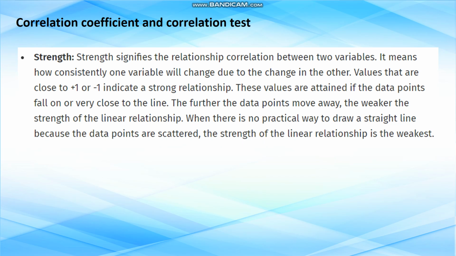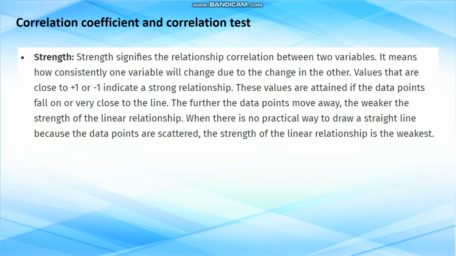The coefficient signifies the correlation relationship between two variables. It means how one variable will change due to the change in the other. Values that are close to +1 or -1 indicate a strong relationship. These values are attained if the data points fall on or very close to the line.